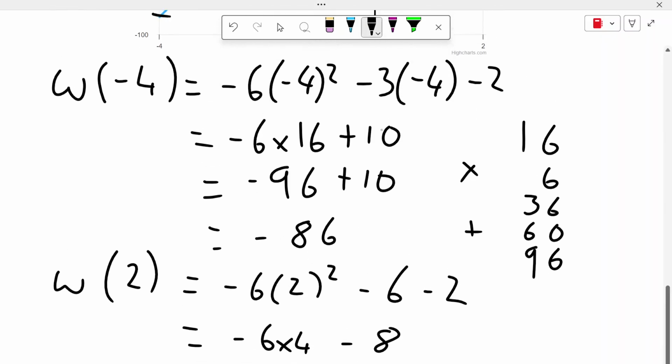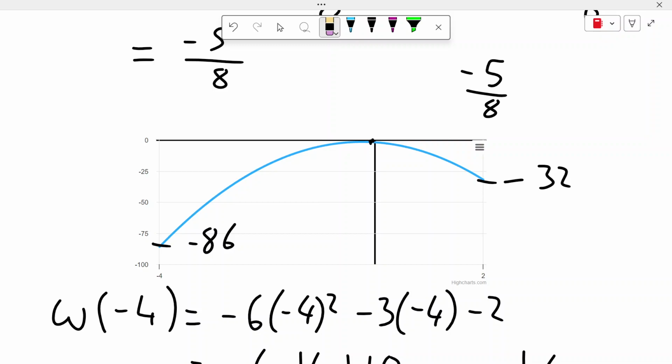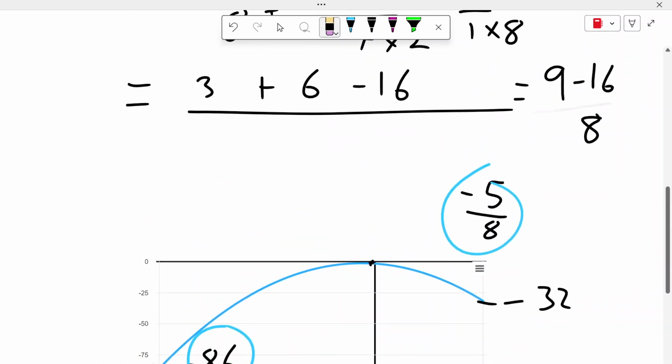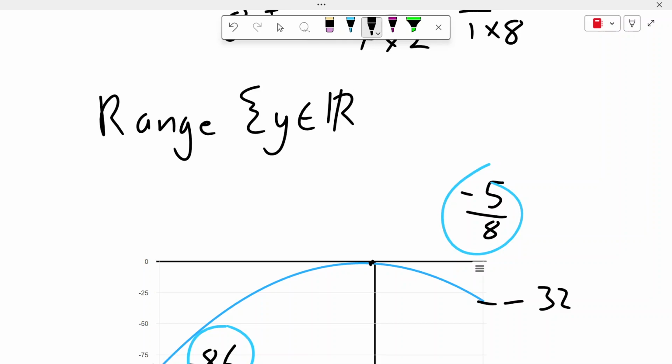So in the end, we've got all these values here. Minus 86, minus 32, and then this value here. So we can see that really the lower bound is going to be that negative 86 and the upper bound is going to be here. So our final equation, or the final thing that we would write to get full marks, would be that our range is an element of all real values and that it is between negative 86 and minus 5 on 8. There we go.